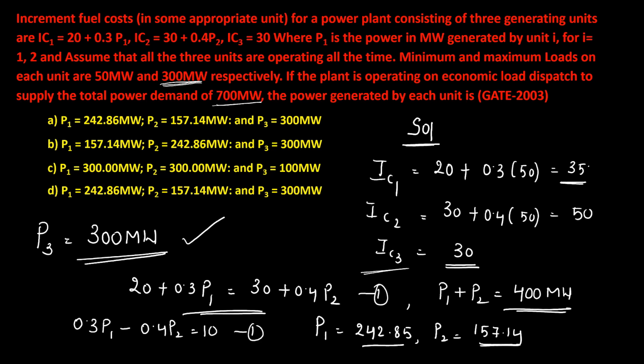Whenever such a problem comes, this is the approach you have to follow. For the minimum load, you check the incremental cost. Since it is a constant incremental cost, even for the minimum load it is the cheapest for this one, and it is also constant. So you fully load generator 3. What is the full loading? 300. The remaining load you share according to equal incremental cost among the remaining two generators. Then you will get this option. A is the right option.